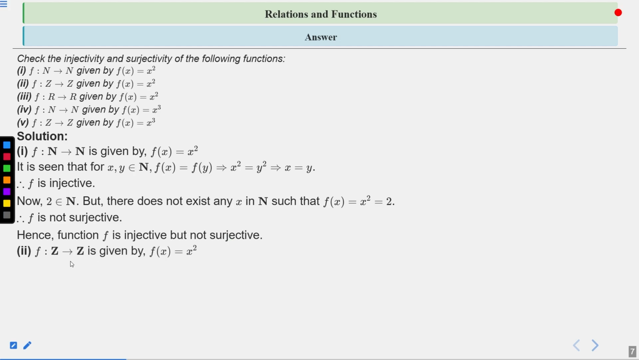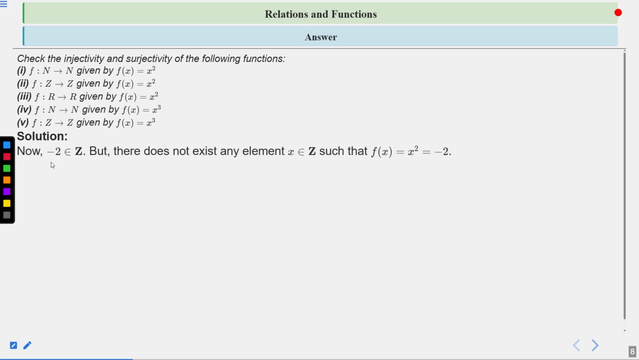Now for the second, function defined from the set of integers to the set of integers, f(x) is equal to x square. It can be easily seen that for two different inputs we are having the same output, so not 1-1. So f of minus 1 is equal to f of 1, but minus 1 is not equal to 1. So it is not 1-1, not injective.